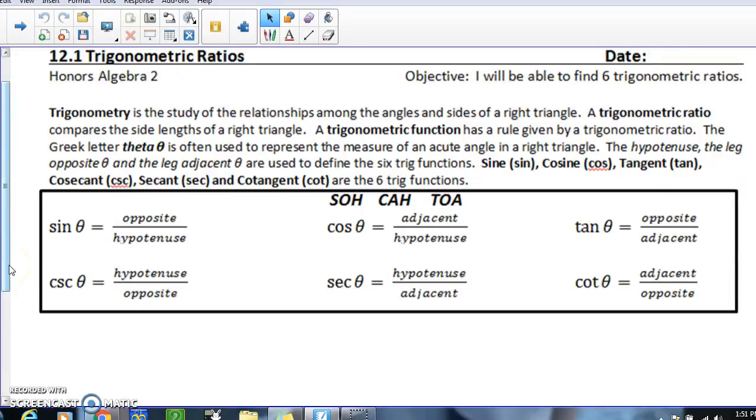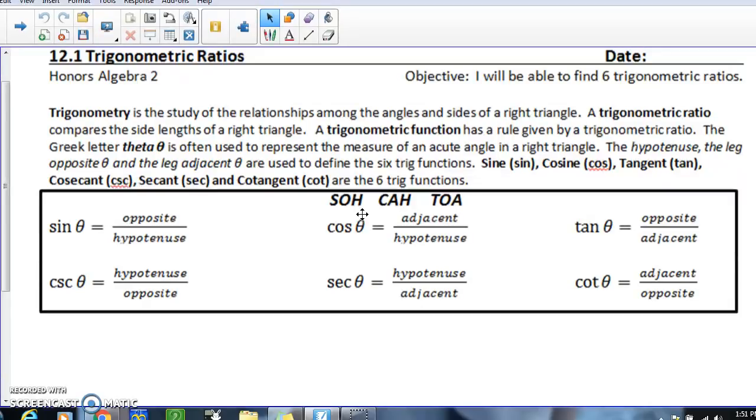When we talk about trig, the main thing, or I hope that you remember, is sine, cosine, and tangent. Those three ratios I have on the top, or that SOHCAHTOA that's there. That's just a little mnemonic device to help you remember the ratios of sine, cosine, and tangent.